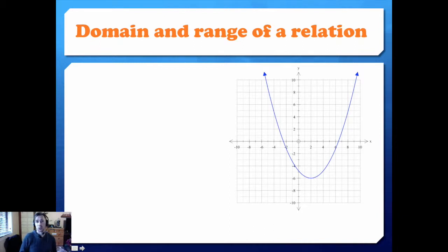Alright, so now what we're going to do is have a look at how to find the domain and range of a relation. Now let's first of all have a look at what I mean by domain and range, shall we?